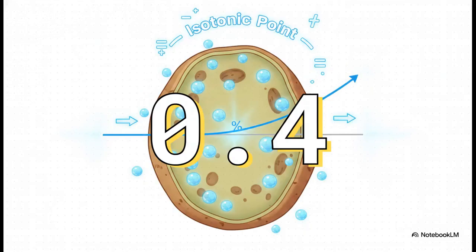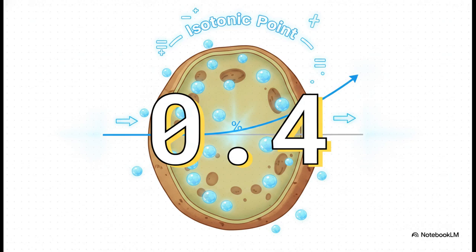But the absolute star of the show, the grand reveal of our entire experiment, is this exact number right here, 0.4 moles per cubic decimeter. This is the isotonic point. If you trace the line tracking our potato's mass change, 0.4 is the exact moment the graph crosses the 0% line. At this specific concentration, there is literally zero net movement of water. Those glowing blue molecules are entering and exiting the potato cells at the exact same rate. We have basically just used simple math to successfully estimate the exact internal solute concentration of a living organism.